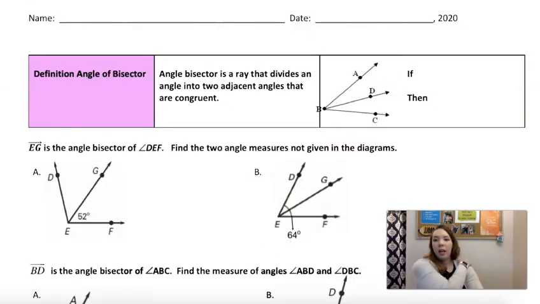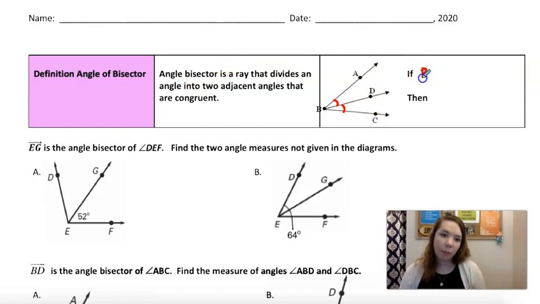Definition of angle bisector. An angle bisector is a ray that divides an angle into two adjacent angles that are congruent. So we talked about the angle addition postulate being any two smaller angles equal the bigger one. An angle bisector is really just a special form of that, where these two pieces would end up to be the same. Remember, bisector, bi means two, sector means that it's cutting, so it's cutting it exactly in half.